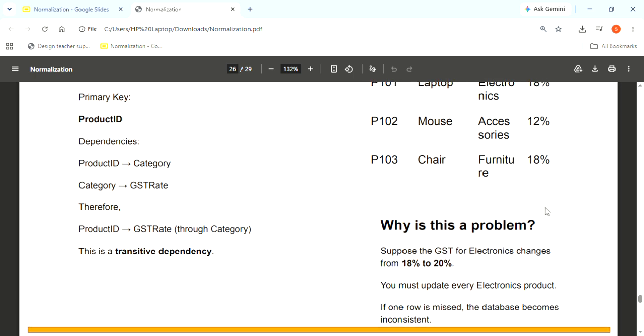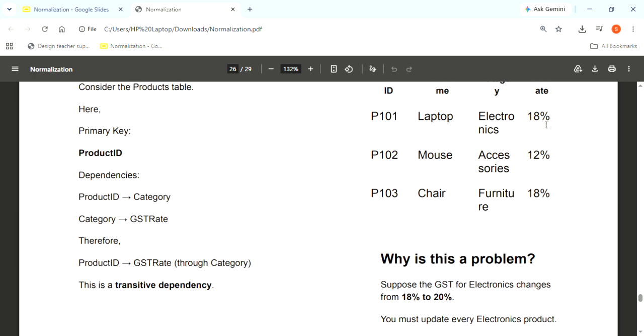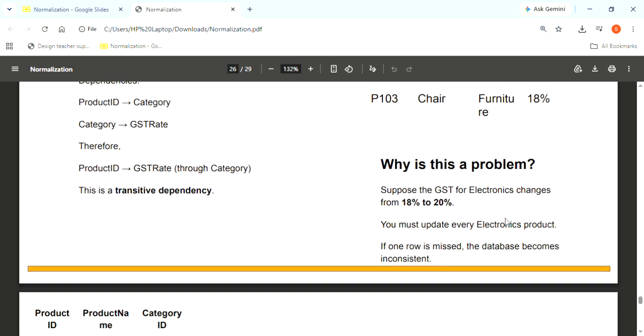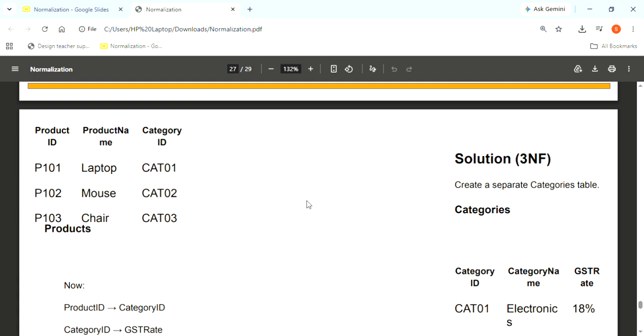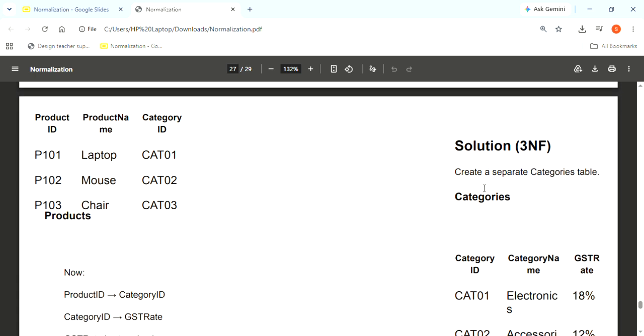Suppose the GST of electronics has changed, so you have to update it wherever it is there. That is also one more problem. If even one row is missed, we will not be able to find out the correct, updated one. So we will try to find a solution so that no transitive dependency is possible.